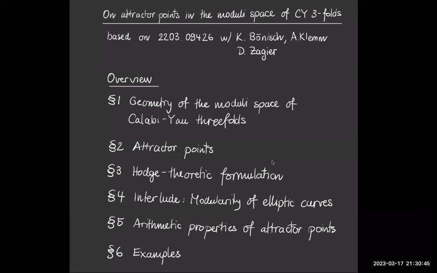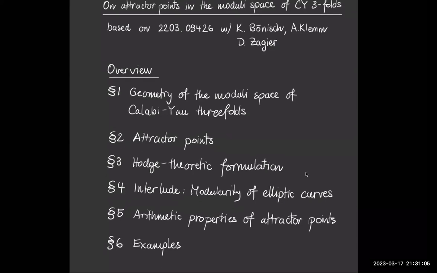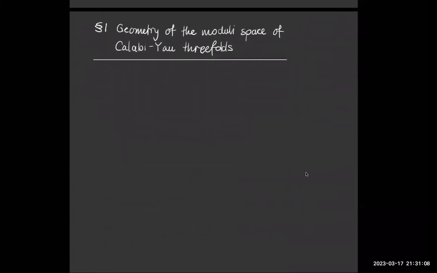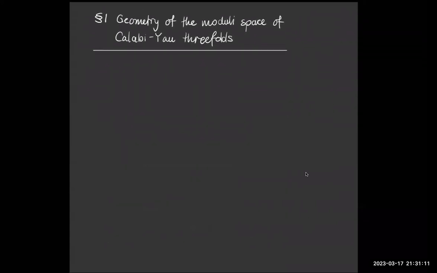So I'm going to talk about a special kind of points in the moduli space of Calabi Yau threefolds, and it's based on work with Kilian Böhnisch, Albrecht Klemm, and Don Zagier. So here you can see the overview. So I'm hopefully getting to the examples, and we'll see. So let me start with the geometry of the moduli space of Calabi Yau threefolds. I want to review a few basics which I need in order to formulate the problem we're interested in.